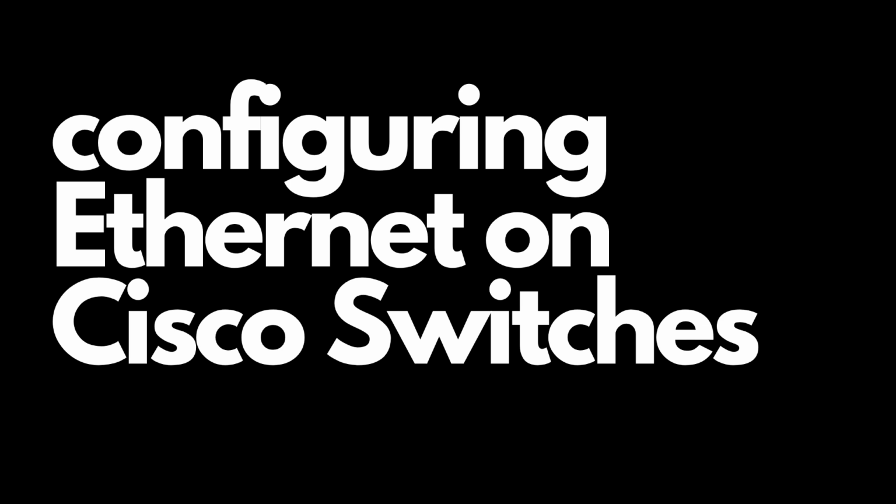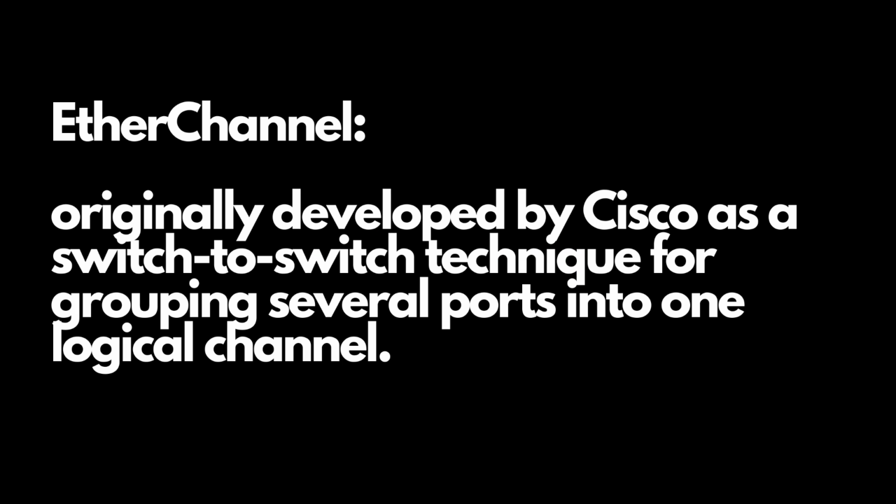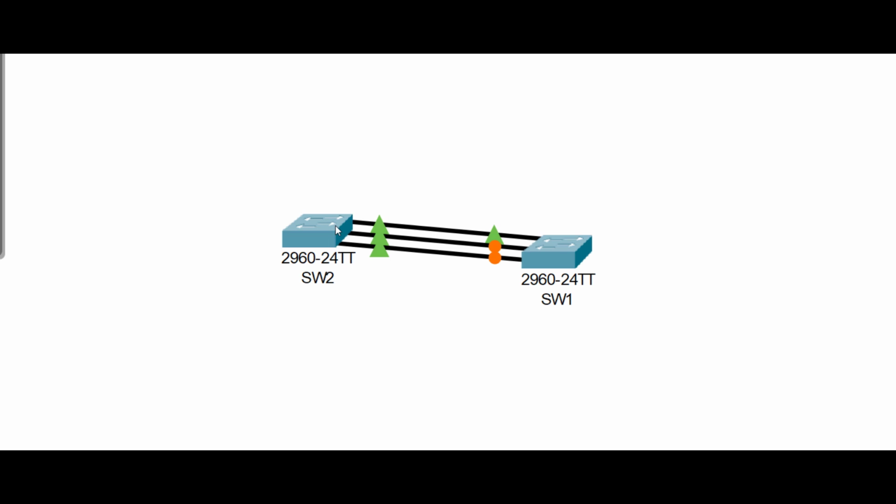Ladies and gentlemen, today we'll be talking about EtherChannel. EtherChannel is a technology that was originally developed by Cisco as a way to group interfaces together. As you can see in this simple topology, I have two switches and three trunks or interfaces connected together.